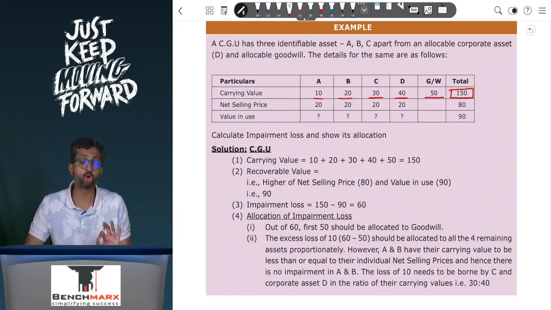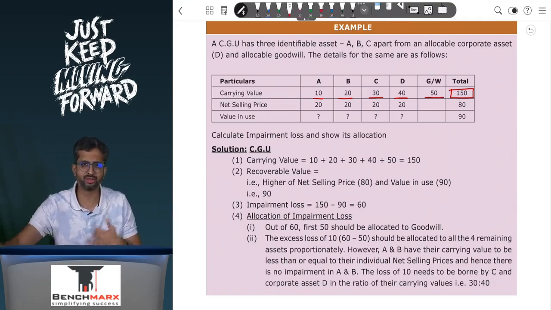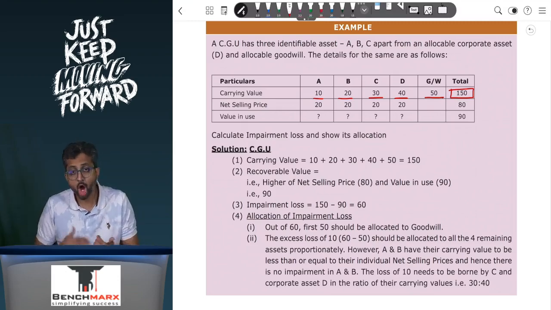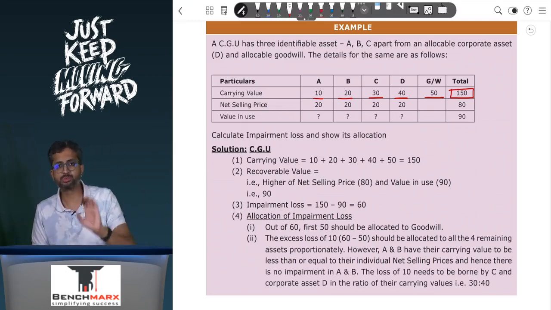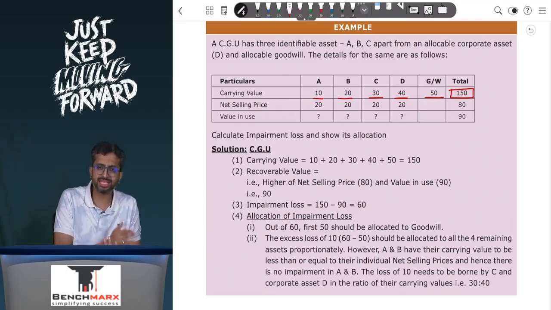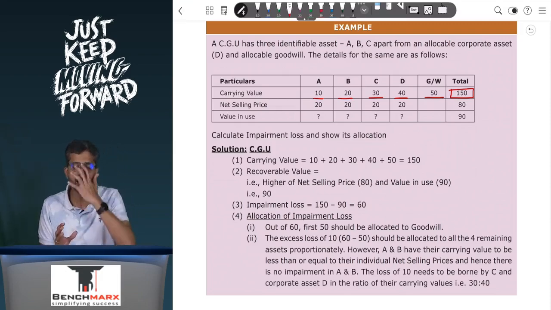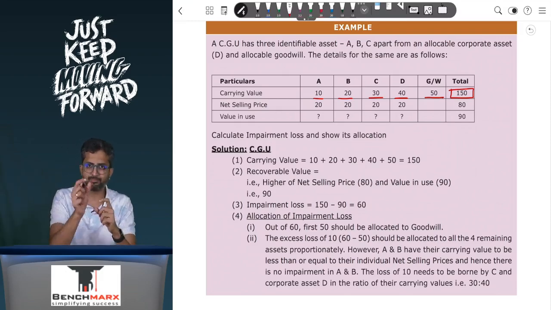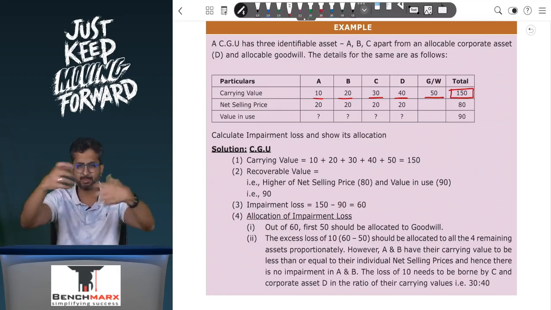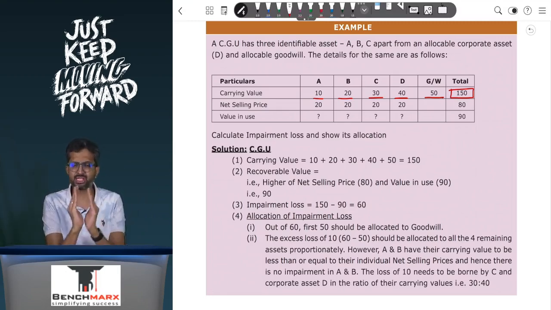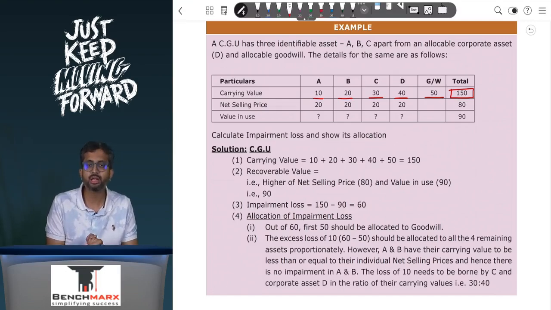Sometimes there may be allocable corporate assets as well. Now what are corporate assets? Like a research and development center, or a training center, or a head office. For example, Maggi was banned a few years back. Now Maggi is manufactured by Nestle. Maggi has, let us say, 3 assets A, B and C which manufacture the Maggi. For example, machine A makes the noodles, machine B makes the masala, machine C makes the packet and assembles all of them. So that is A, B, C working together to make Maggi.